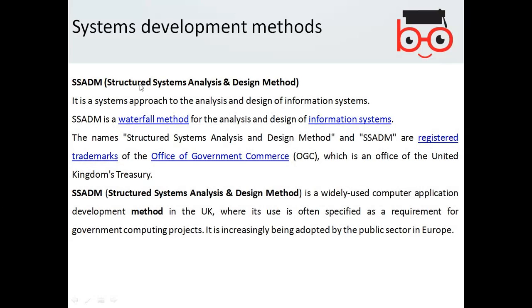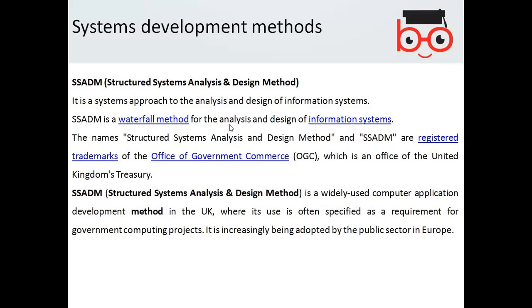Structured system analysis and design method is another topic. It is a systems approach to analyze and design information systems. So especially when you are going to design information systems, then you are going to use the structured system analysis and design method. If we used, for example, a waterfall model or a spiral model, the system development could be any system, not necessarily an information system. It could be any website, any entertainment, any game.